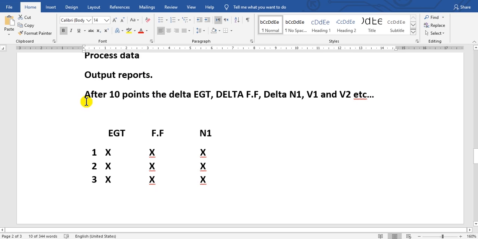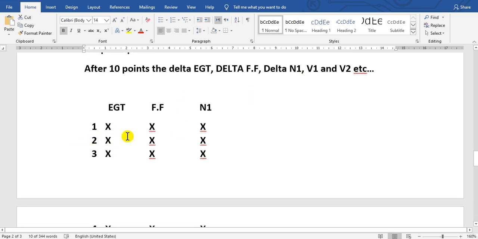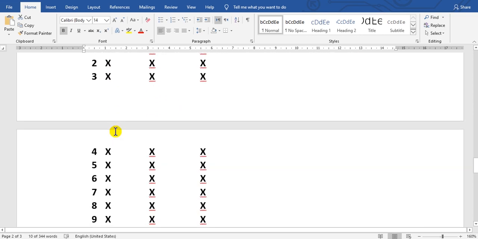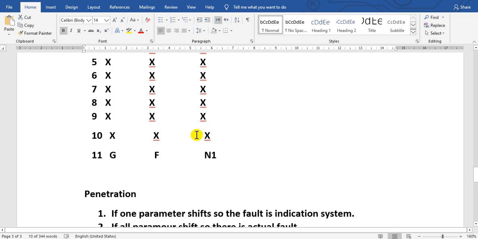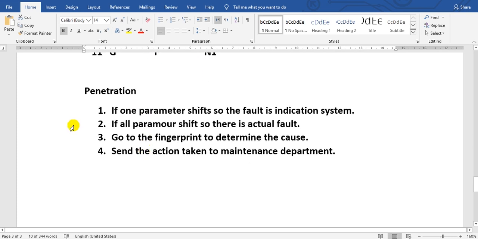Take care: after the 10 points, the delta EGT, delta fuel flow, and delta N1 will give you a value for each of the 10 points. Take the average of the 10 points and give the average here. It gives you a letter here, G, F, N1. After you have the printout of the output report, you need to analyze this report.